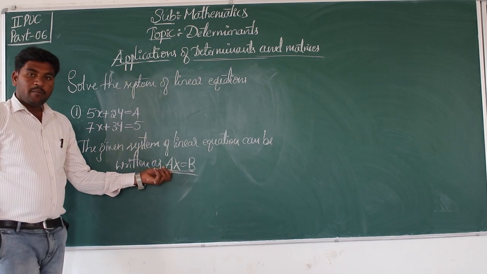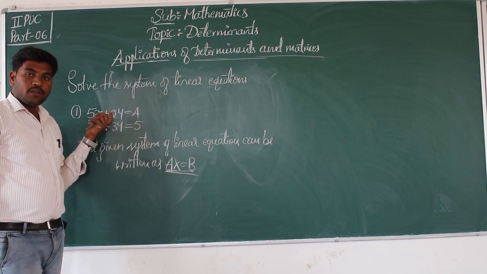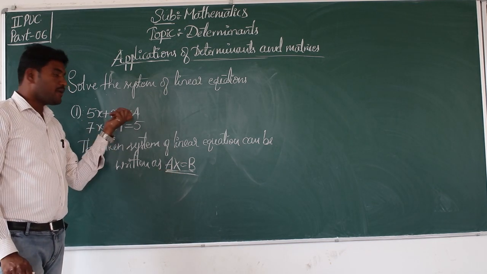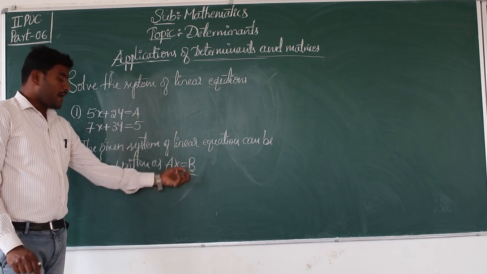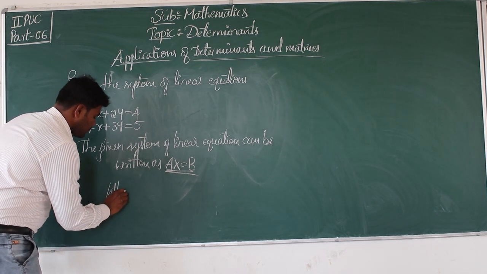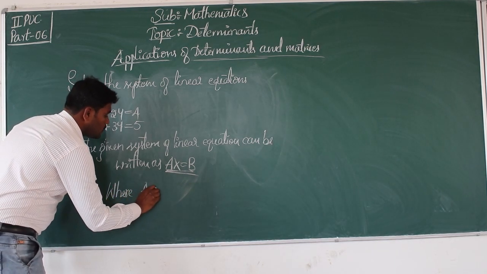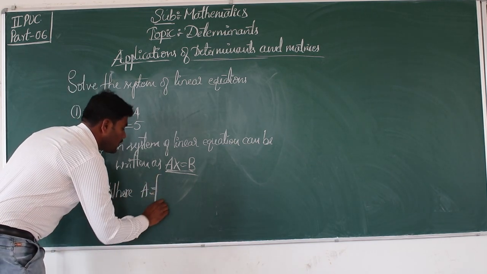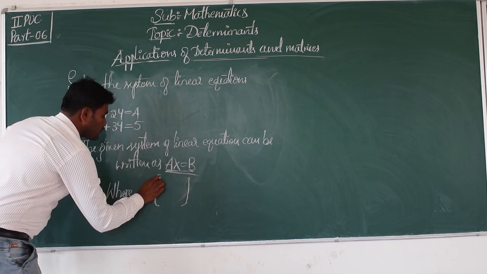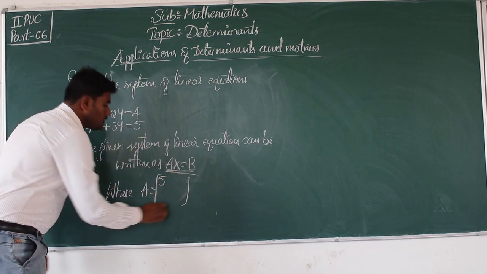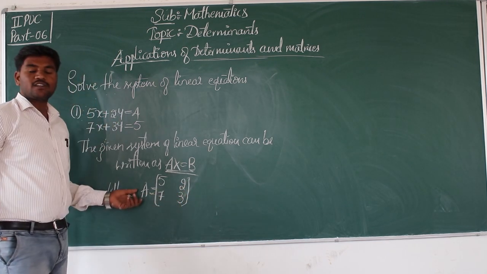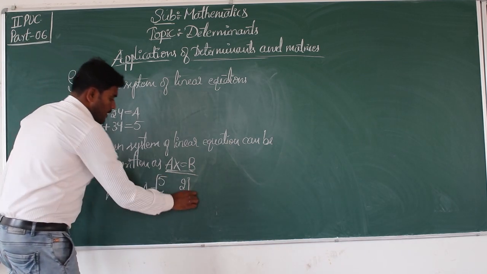Where matrix A is called the coefficient matrix, the coefficients of x and y, matrix X is the variable matrix, that is x, y, and matrix B is called the constant matrix. Here A is the coefficient matrix. The coefficients of x and y: in the first equation the coefficients are 5 and 2, and in the second equation the coefficients are 7 and 3. This is called the coefficient matrix A.